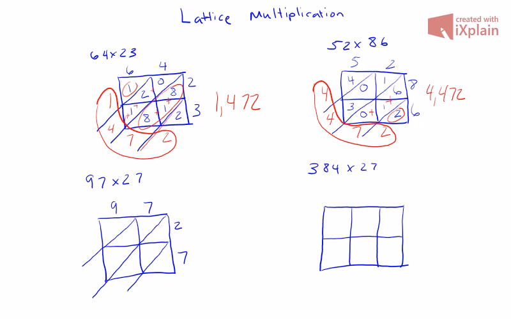Okay, hopefully you finished up. So first thing I'm going to do is I like to start in the far corner. So I do 2 times 9 and go 18. I go 2 times 7 is 14. Move to the bottom. 7 times 9 is 63. And 7 times 7 is 49.